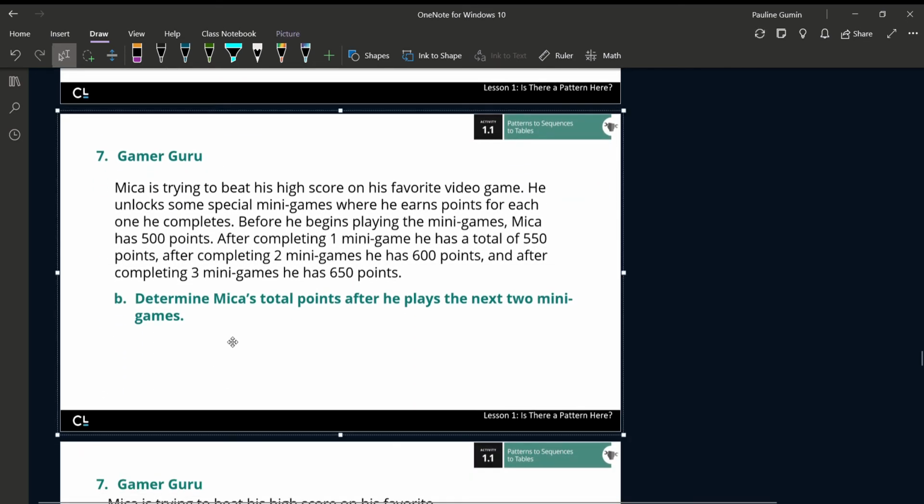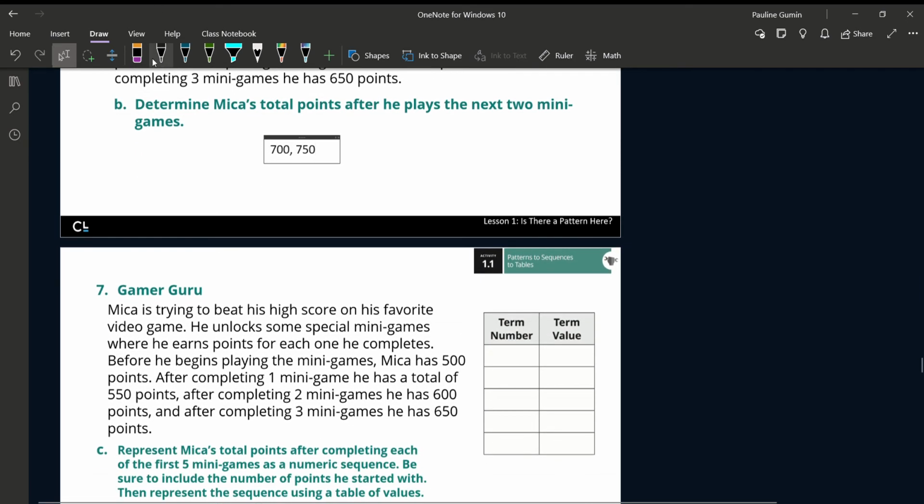So what will his score be in the next 2 games? Well, if after his third minigame he had 650, after his fourth one, he should have 700. And after his fifth, 750. Let's fill in the table. After one game, he has 550. After two, 600. 3, 650. 4, 700. And after 5, 750.